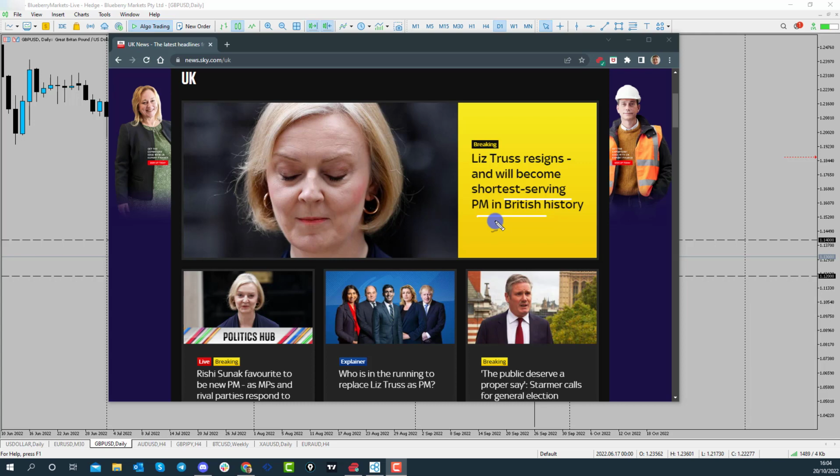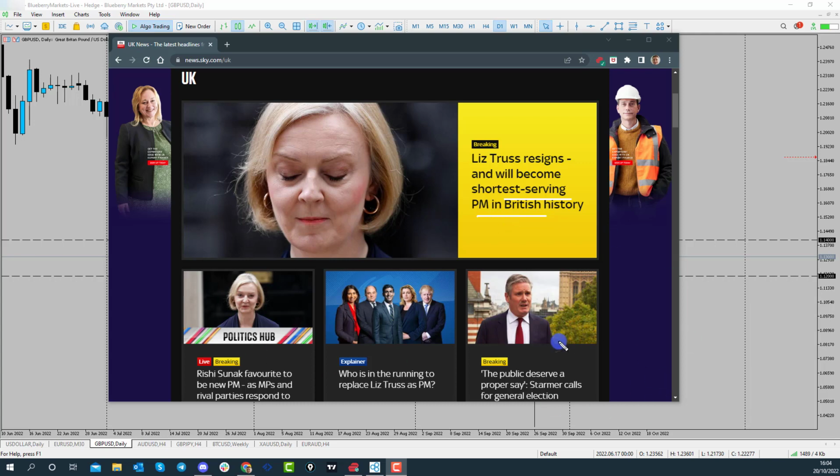Obviously, there was a lot of backlash from the budgets that she had suggested with the tax cuts and things like that, and it basically all went downhill from the start. The pound dropped through the floor, and there weren't very many positives.